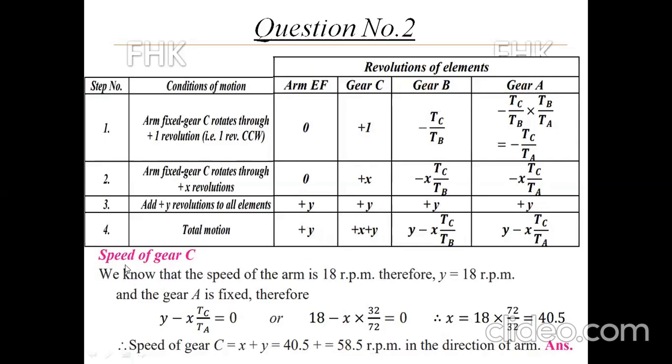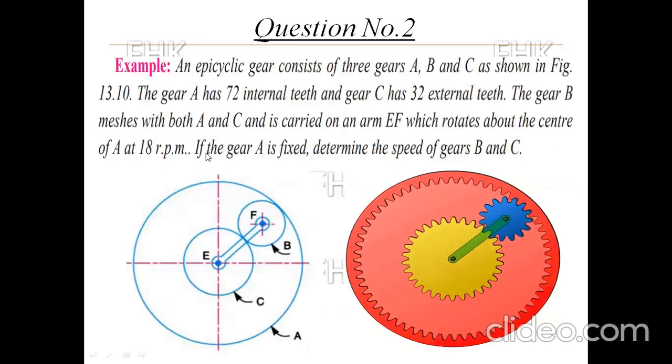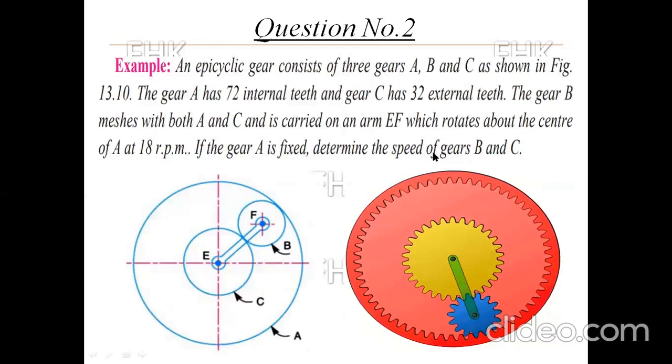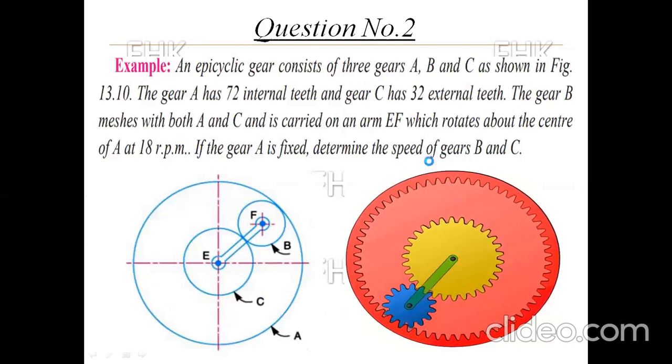Now we have to find out the speed of gear C. Speed of gear C is X plus Y. We know that the speed of the arm is 18 RPM, so Y is equal to 18. Gear A is fixed. This is given in the problem statement: if gear A is fixed, determine the speed of B and C.